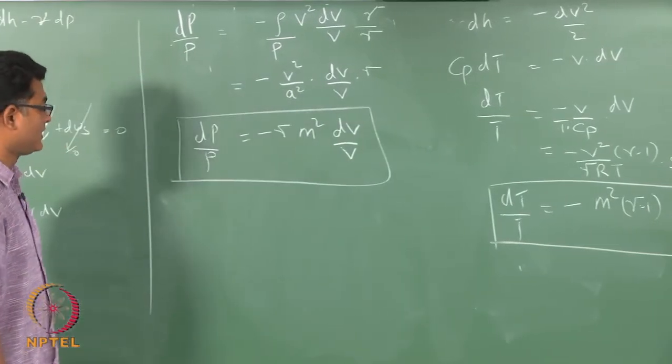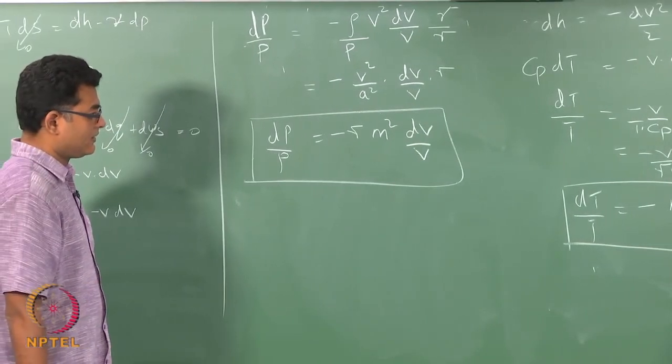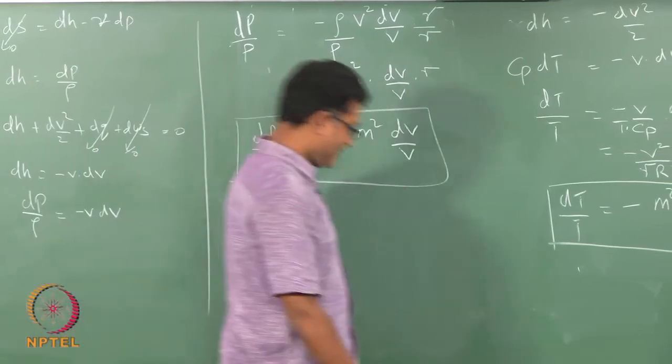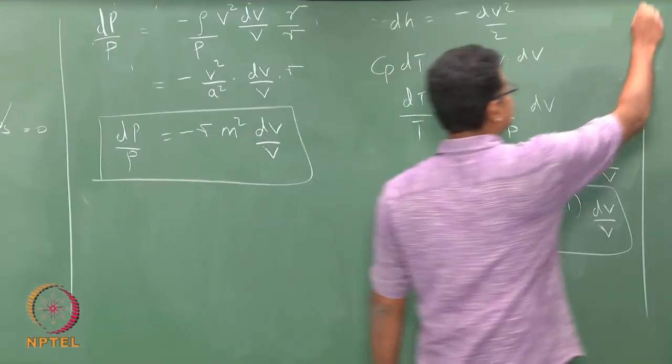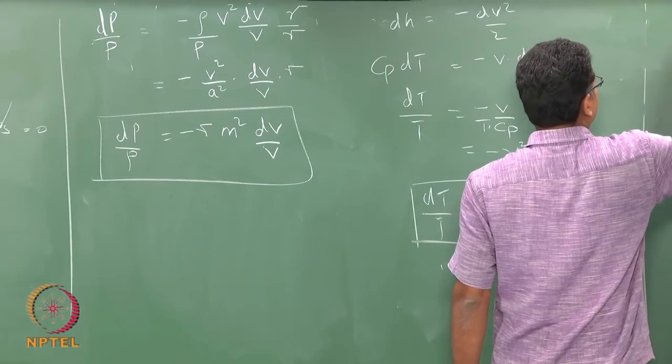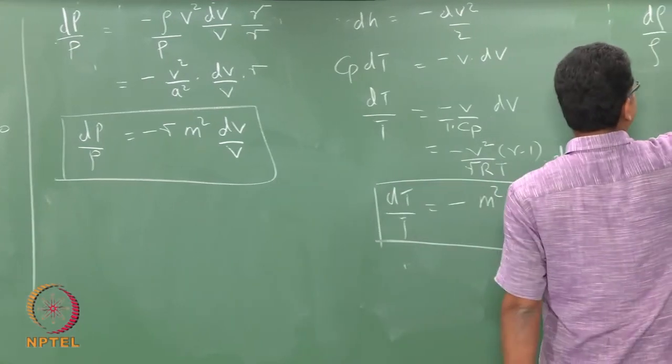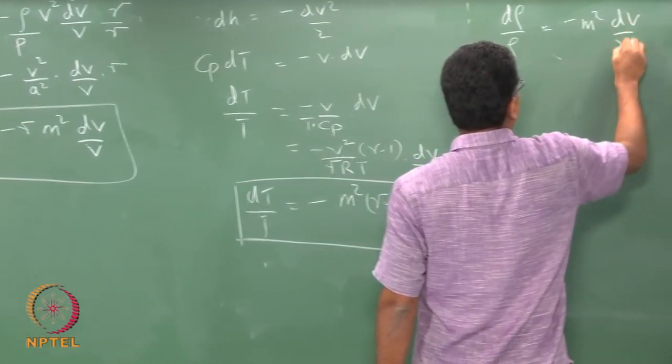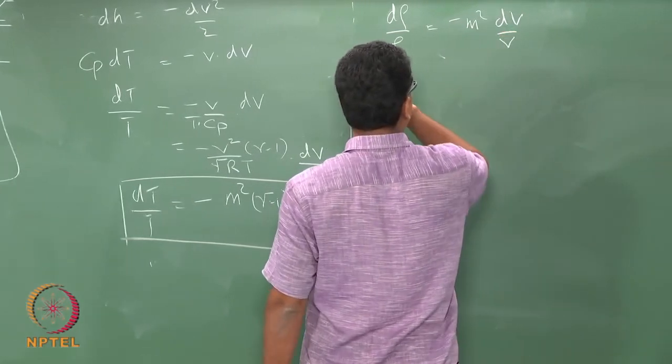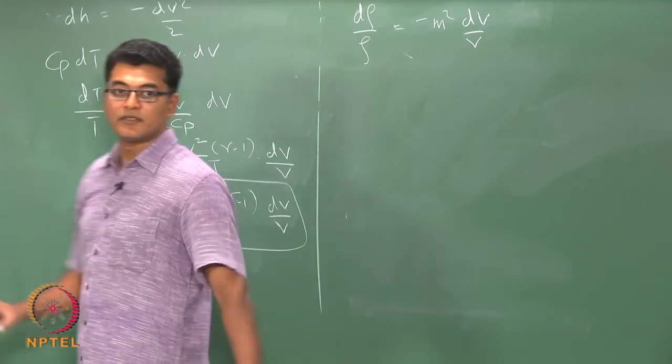Okay. Likewise, what we derived in the other lecture was d rho by rho is minus M square dV by V, right.